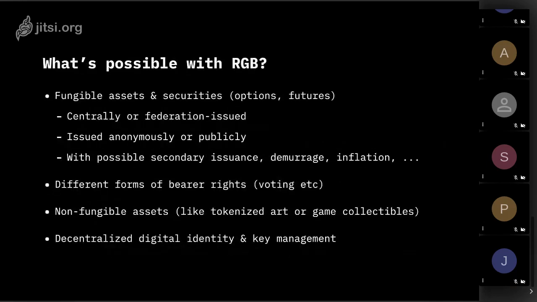What is possible with RGB? You can issue fungible assets or securities, digital securities, even complex forms like options, futures, centrally or federated issued, anonymously or publicly, with possible secondary issuance, demurrage, inflation, and many, many other programmable and manageable properties. Different forms of bearer rights outside of assets and securities, like voting rights, non-fungible assets, tokenized art or game collectibles, decentralized digital identity and key management, and hopefully many, many more applications.